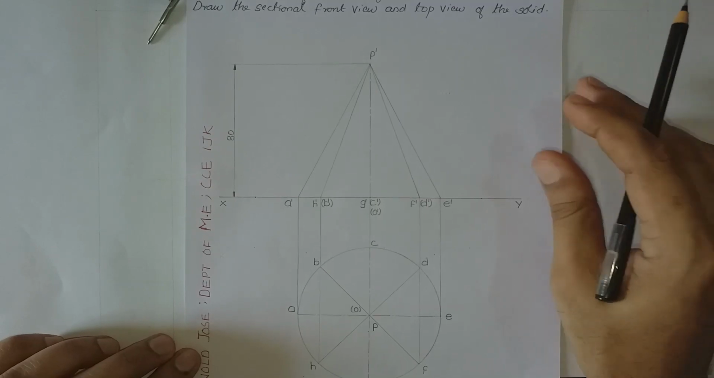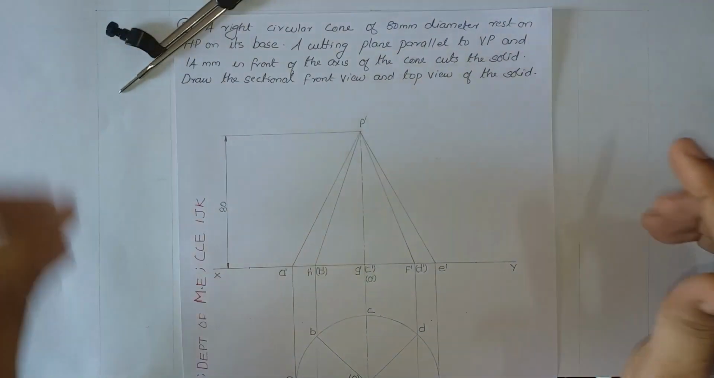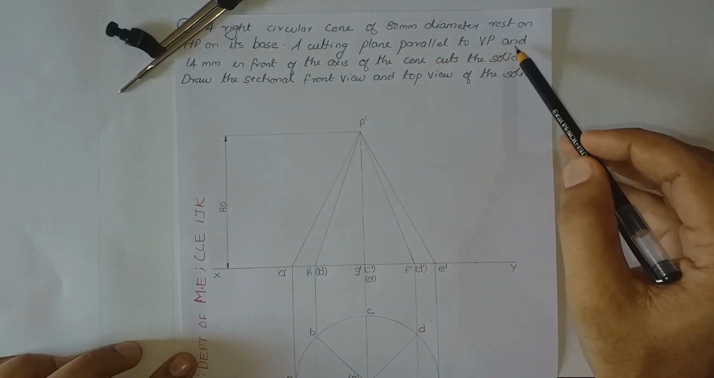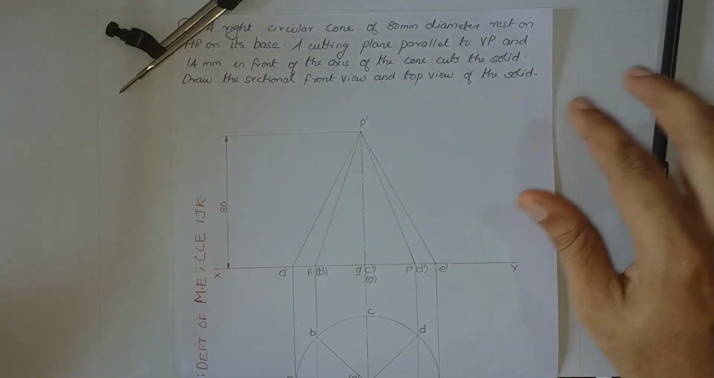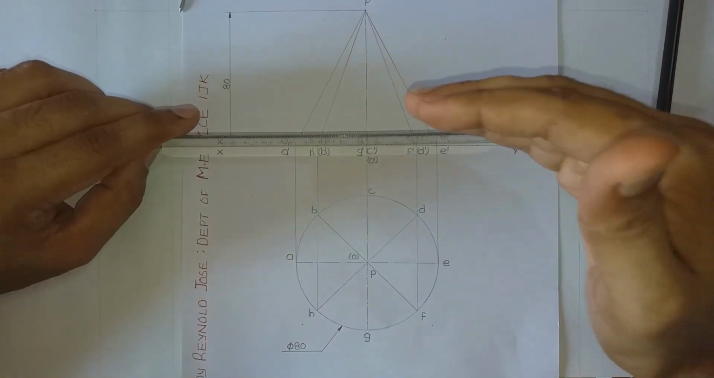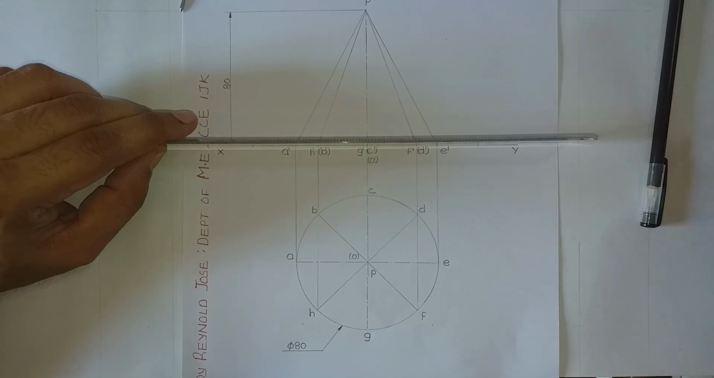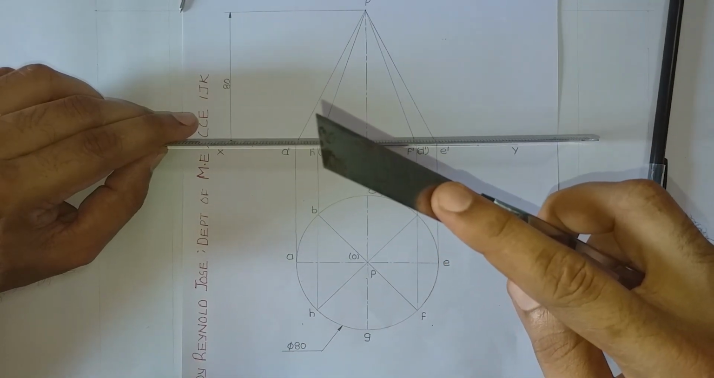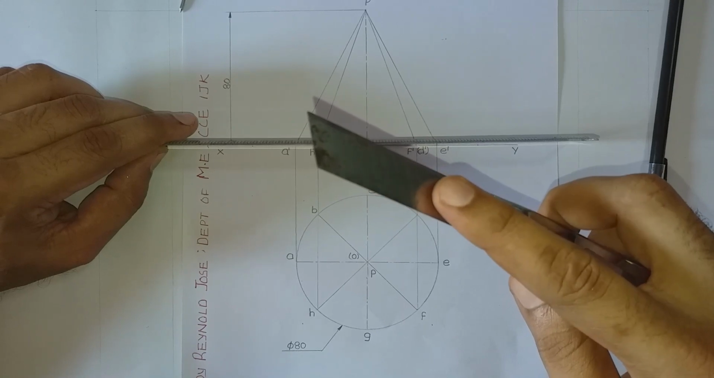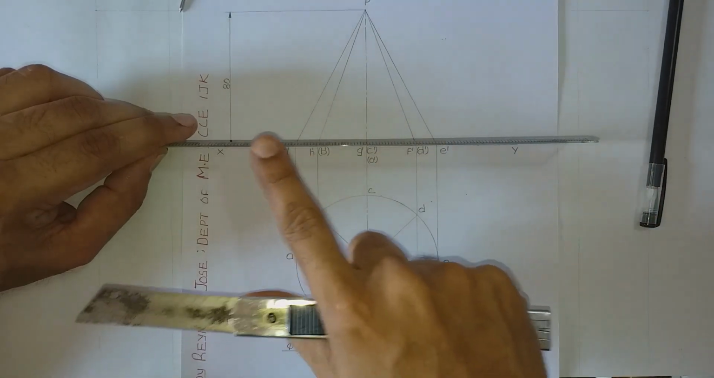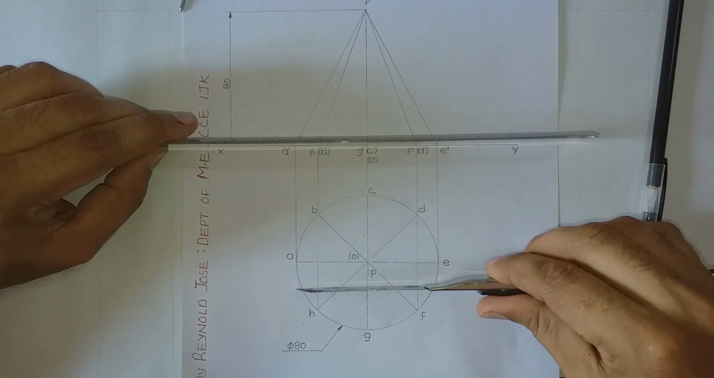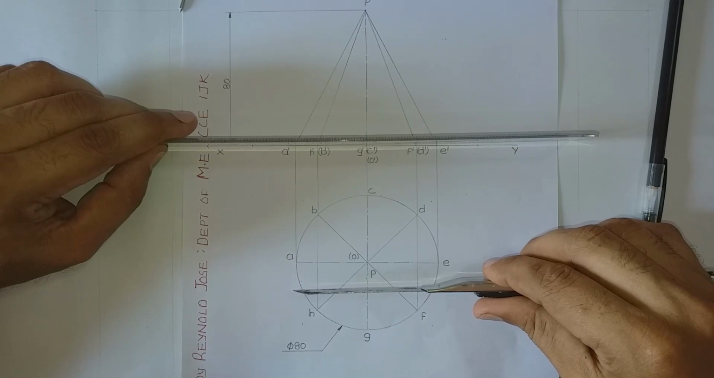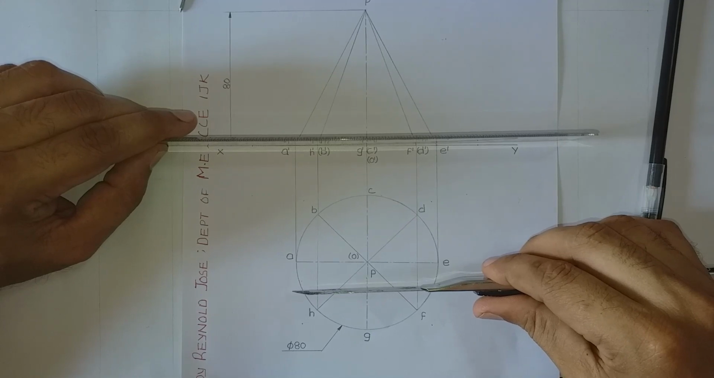Second step is to locate the section plane. So where is the section plane located? A cutting plane parallel to VP and 14 mm in front of the axis of the cone. So let us assume that this is our vertical plane and this knife is representing the section plane. So the section plane is parallel to VP. This scale or ruler is our VP and the surface of the section plane is parallel to VP. So when the surface of the section plane is parallel to VP, when you are observing this section plane from the top, it seems to be a line.